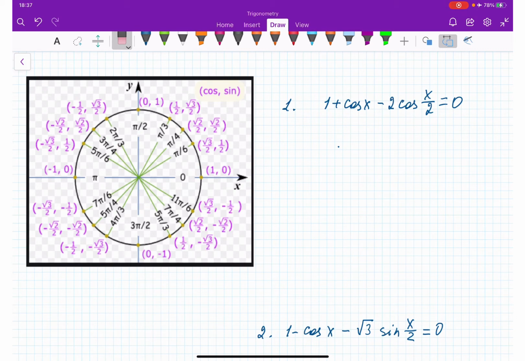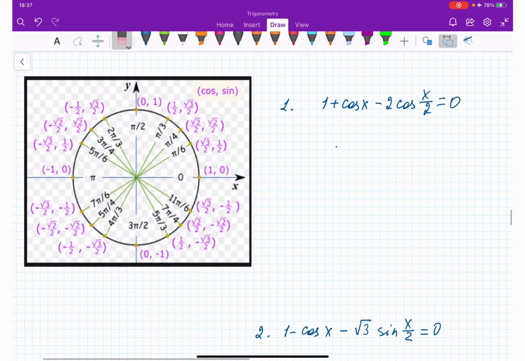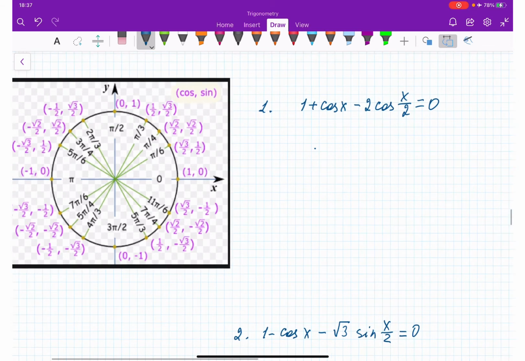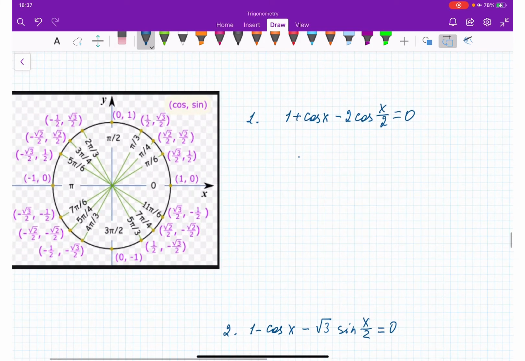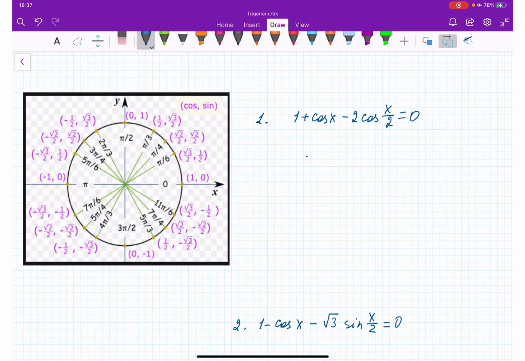Solving the following trigonometric equations. 1 plus cosine x minus 2 cosine x over 2 is equal to 0. So before we start solving, let me explain how you're going to analyze this type of equation and how to figure out which direction you're going to go to simplify it. So you need to pay attention.